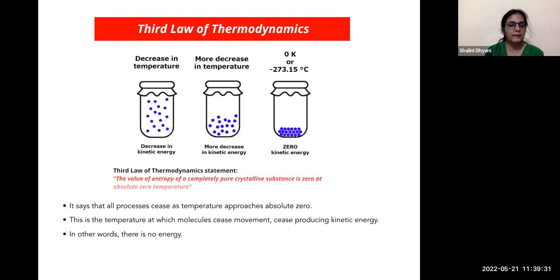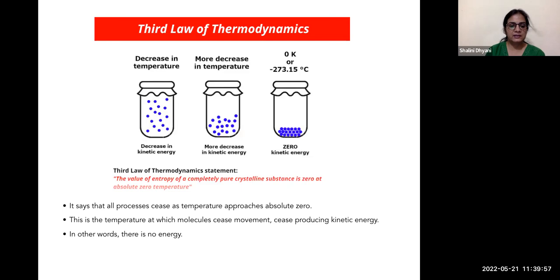Now it says that all processes cease at absolute zero temperature. There is no temperature below this, minus 273 degrees centigrade. At this temperature, all the molecules cease their movement and cease producing kinetic energy. So at this particular sub-zero temperature, there will be no kinetic energy left in this system. There will be no energy left in the system.